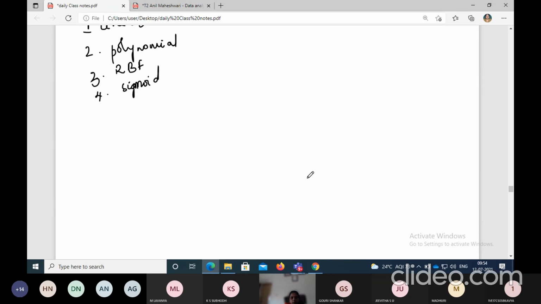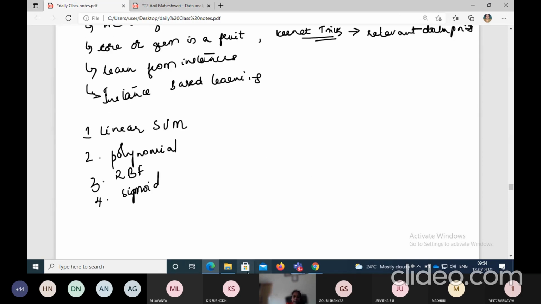SVMs are used for text mining, and you can give a lot of examples, such as spam filtering, outlier detection, etc. So this is the brief discussion about support vector machines.